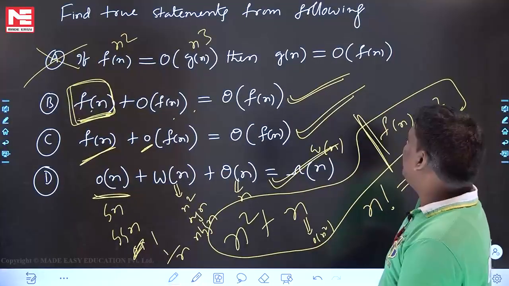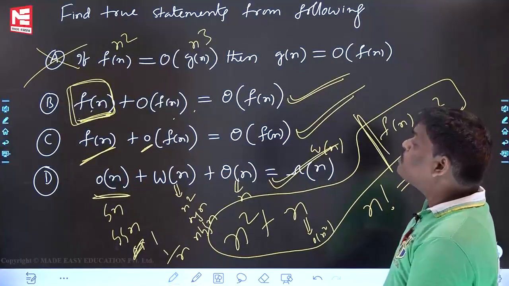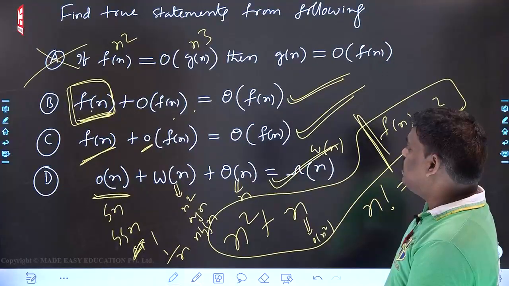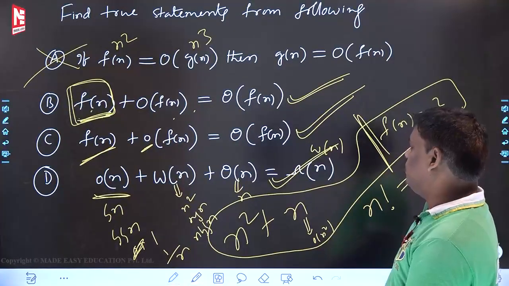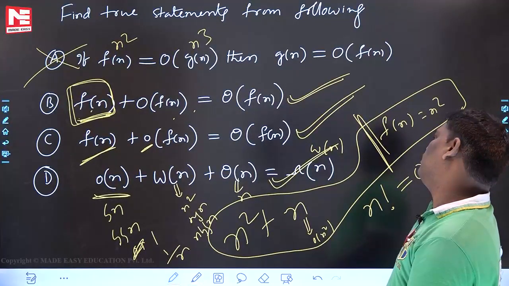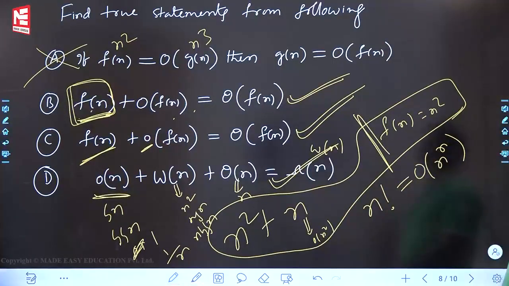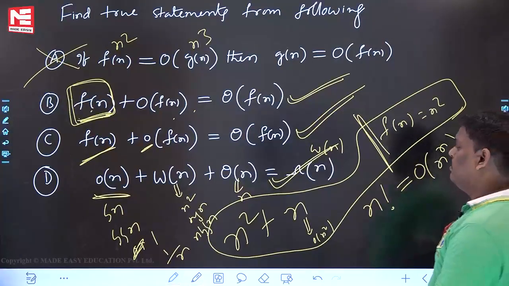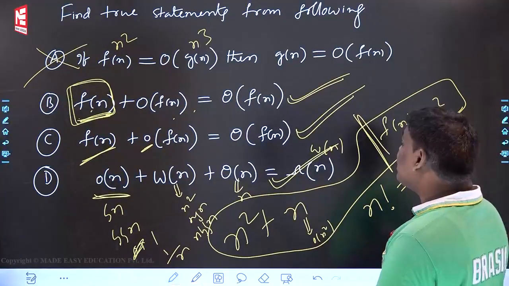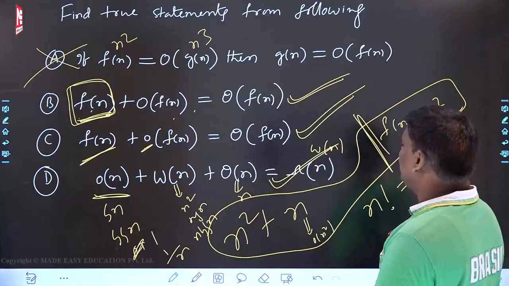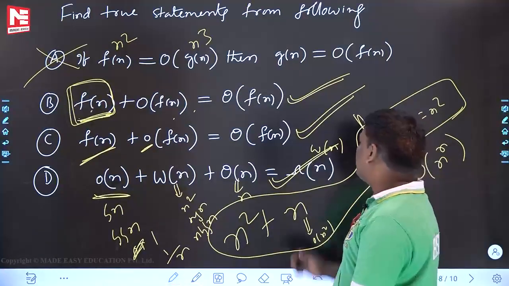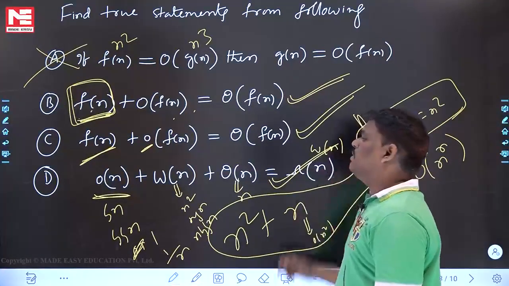Can you help in option A? False. Option B true. Option C true. Option D true. Small omega satisfied means big omega also will be satisfied. There is no meaning of small omega satisfied, big omega not satisfied. Small omega means greater than, big omega means greater than or equal. When a subset is satisfied, the superset is guaranteed to be satisfied.